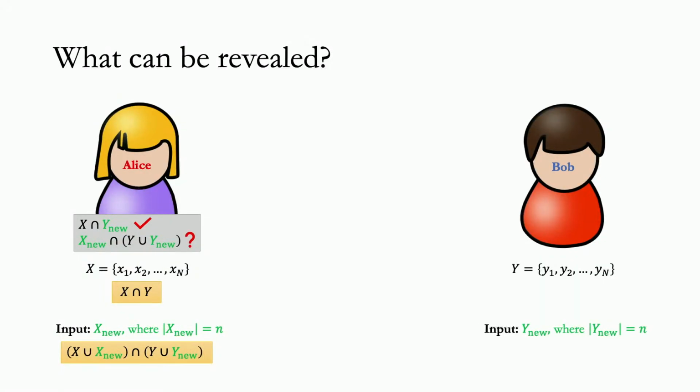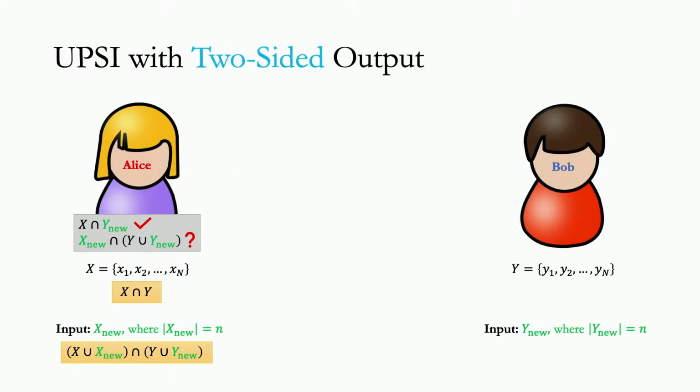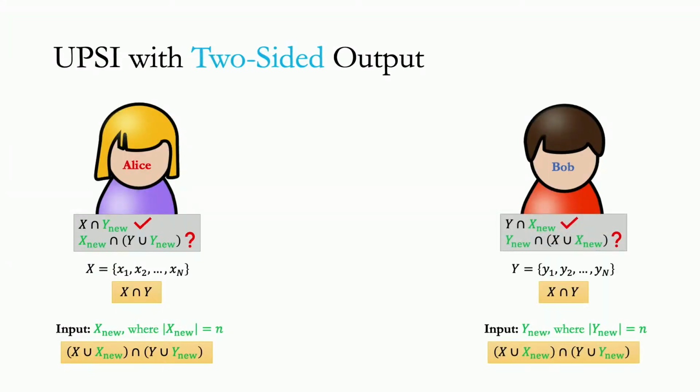And the second set is the intersection between a small set and a large set. So how can we do this asymmetric PSI with little communication and computation? If we're in a two-sided output setting where both parties learn the output, then the same thing happens on Bob's side. And similarly, Bob can learn this set. And the question is how to learn this set. What does it gain us?